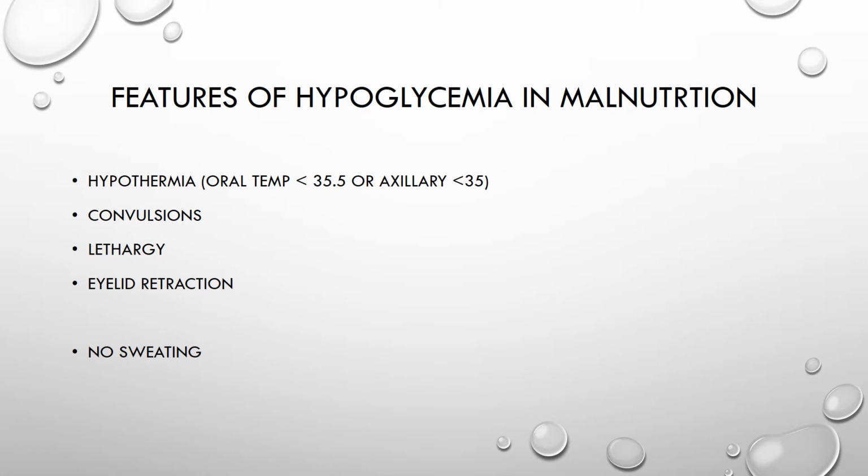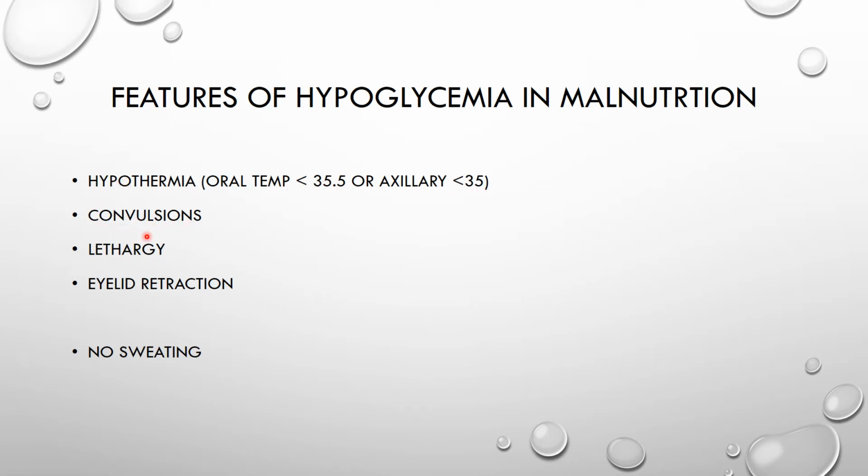Okay, so features of hypoglycemia in malnutrition. The first feature is the hypothermia, like we said from the WhatsApp group. They're in the same group. So hypothermia, we define this as an oral or rectal temperature less than 35.5, or an axillary temperature less than 35. Okay, the other feature of hypoglycemia in malnutrition is convulsions.